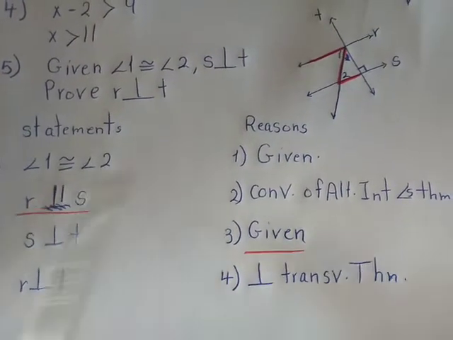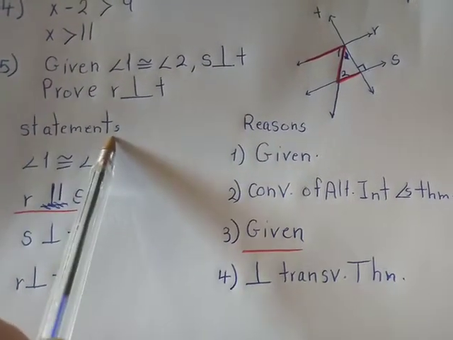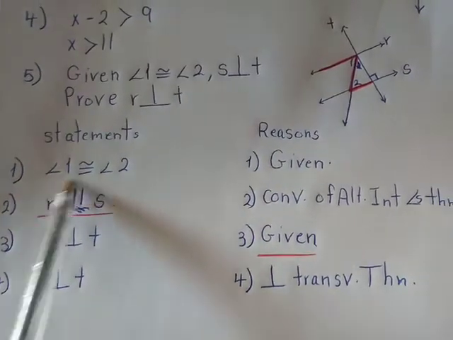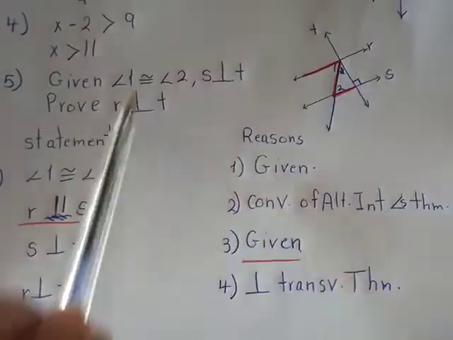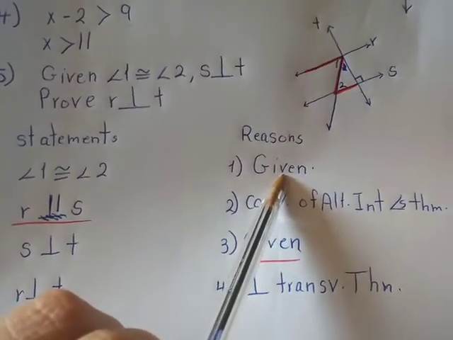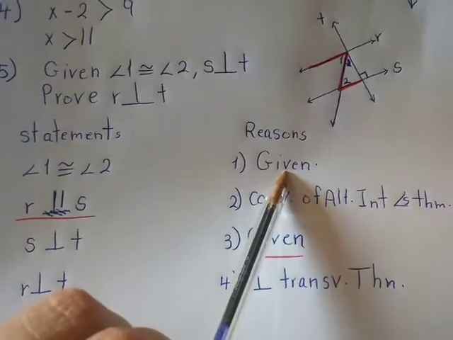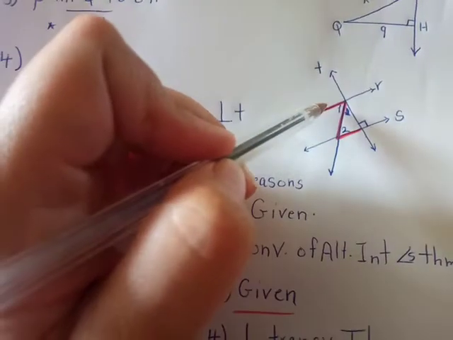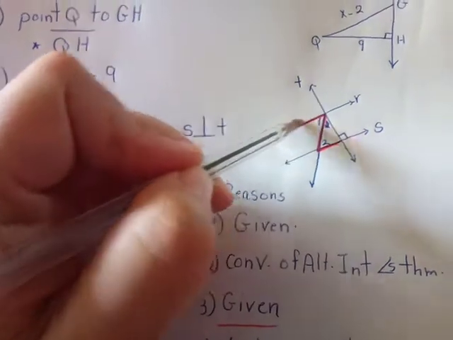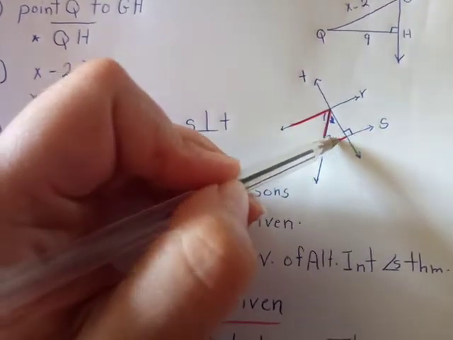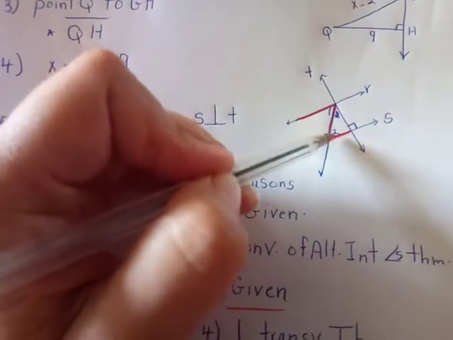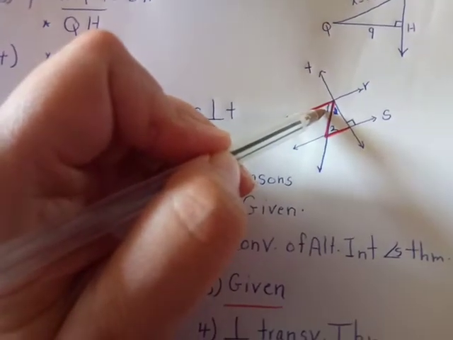We will do two columns. The first one, the statements, and the second one, the reasons. Angle 1 congruent to angle 2. From where did you understand this information? It's given. Excellent. So look at angle 1 and angle 2. They form a Z shape. Z shape, so they are alternate interior angles.